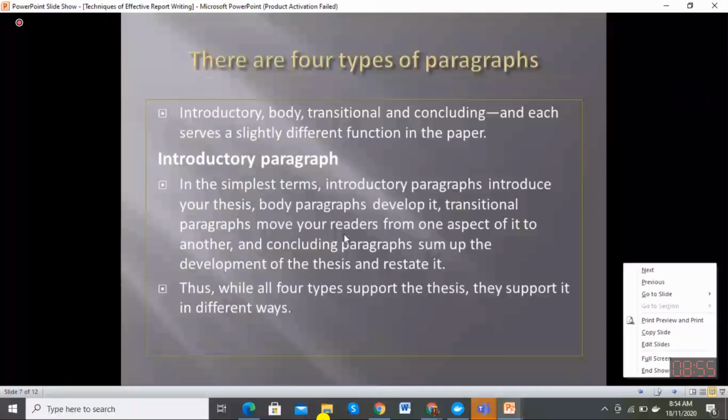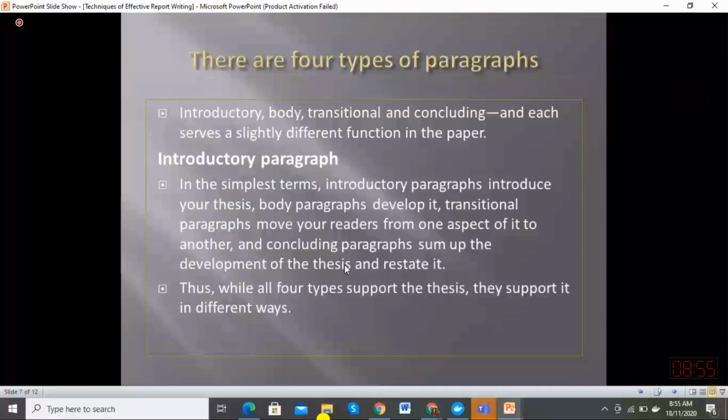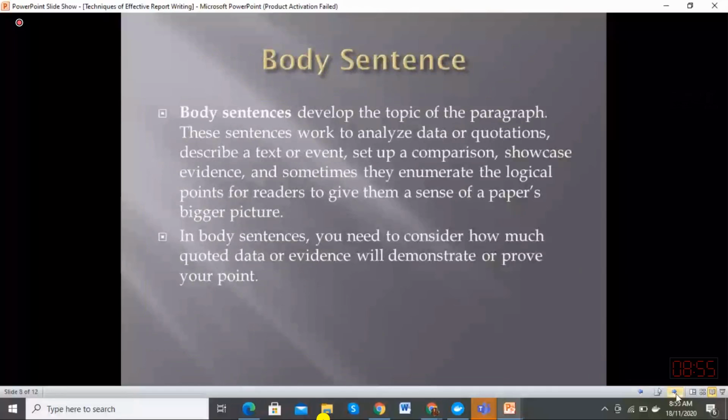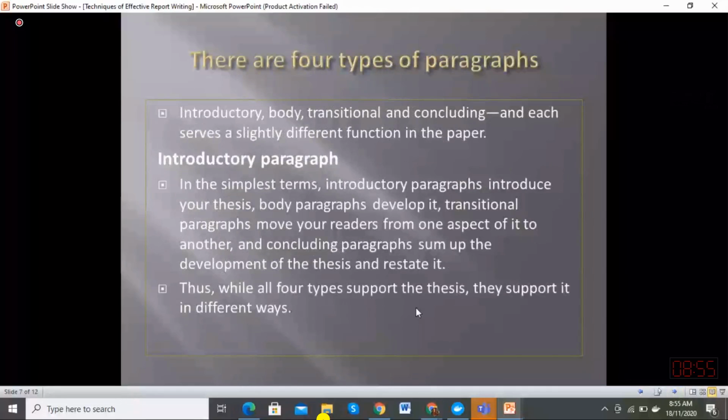So we introduce our thesis or topic in the introductory paragraph. This is the first step. As I have already mentioned, in the introductory paragraph we cannot straight away start a topic. We create a scene or a setting by stating the background of the situation.